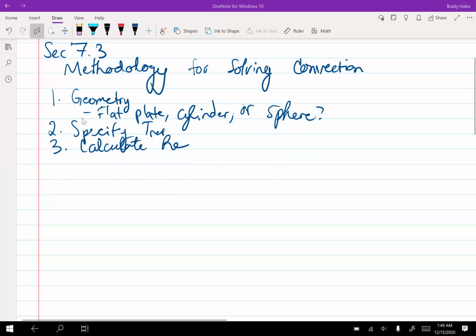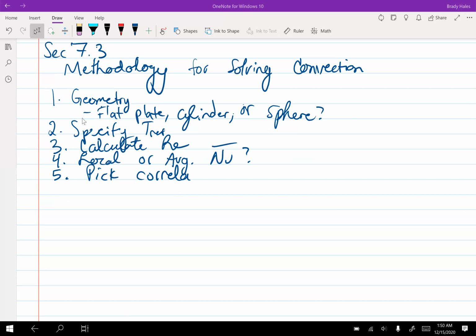Okay, and then 4, local or average Nusselt number, and then 5 is pick correlation. 6 is solve for h. I mean, this is really, at least especially for chapter 7, all you need to know, right?